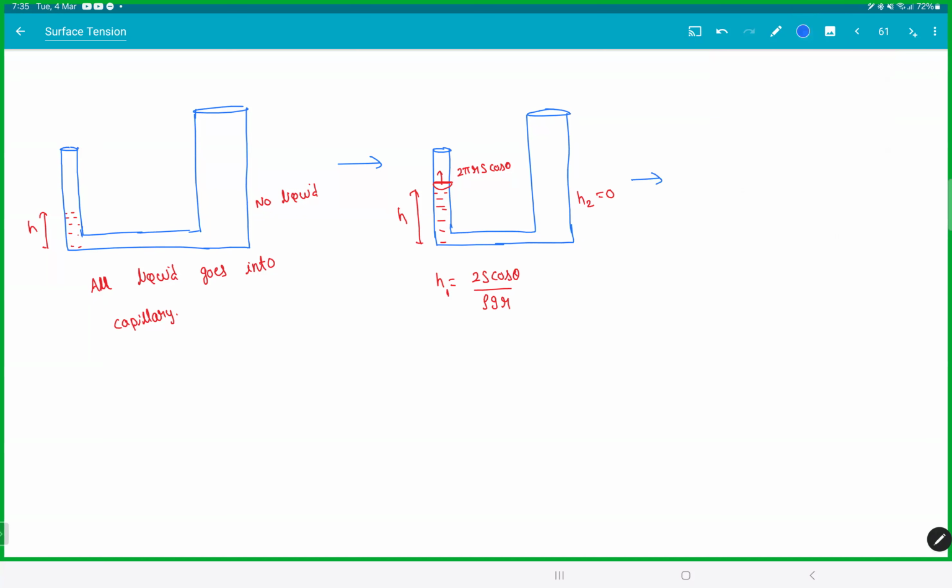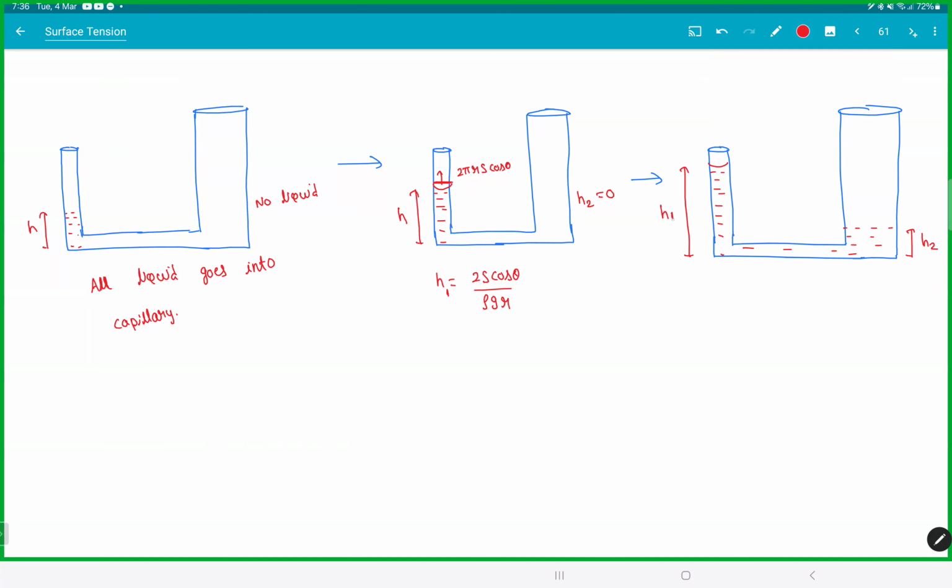Now what happens? Now any liquid that you will keep, see, the capillary will say, boss, I can only lift till 2 pi r S cos theta. Any more liquid has to be shared between me and the other pipe. So as you're pouring liquid, this is what you'll notice. Let's say if this side the height is increasing, if this is H2, this meniscus will go up.